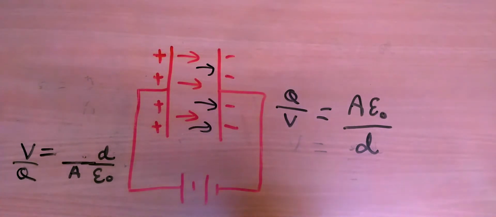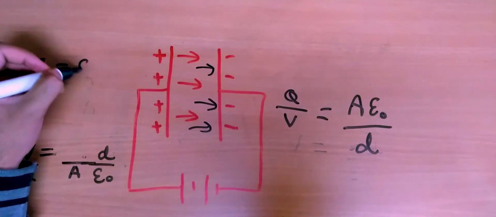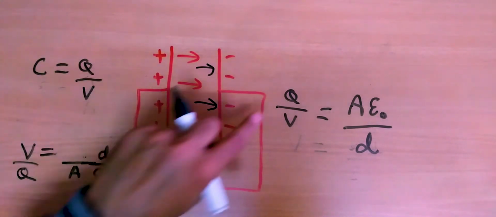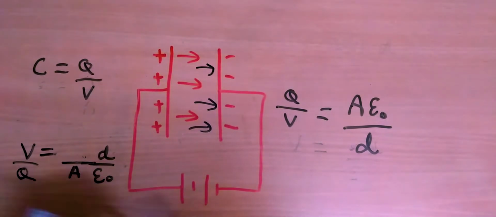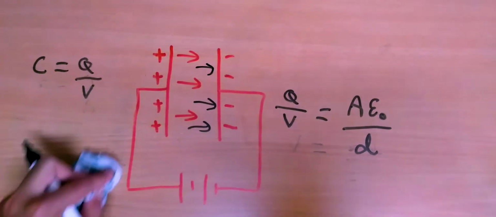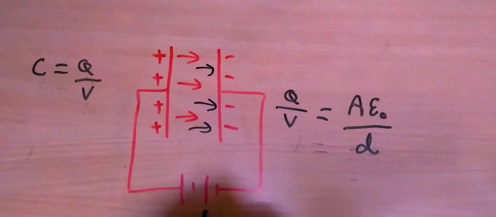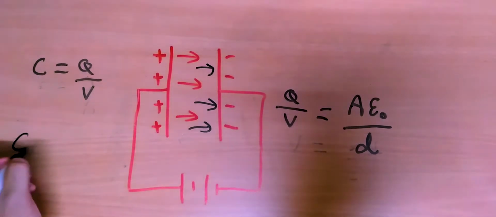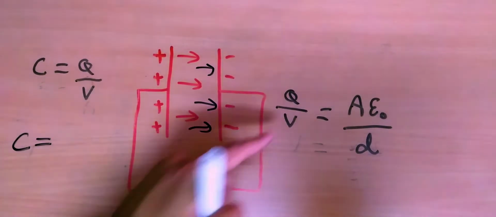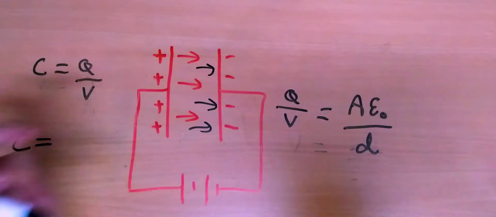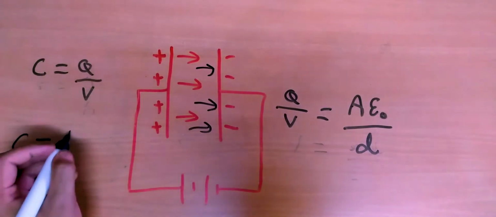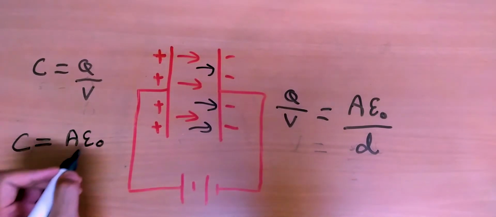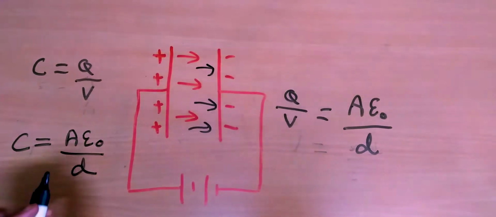Well, if you remember from the last video, C equals Q upon V. So Q upon V is nothing but the capacitance, right? Q upon V is simply the capacitance. So this expression here is for the capacitance, right? So I can simply write capacitance, because Q upon V equals this, and Q upon V is capacitance. So capacitance equals A epsilon naught upon D.